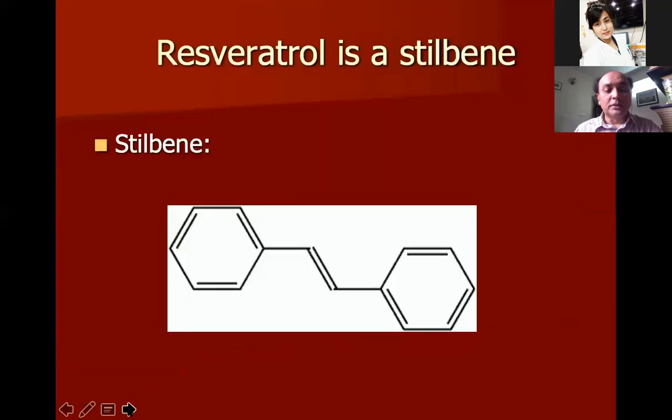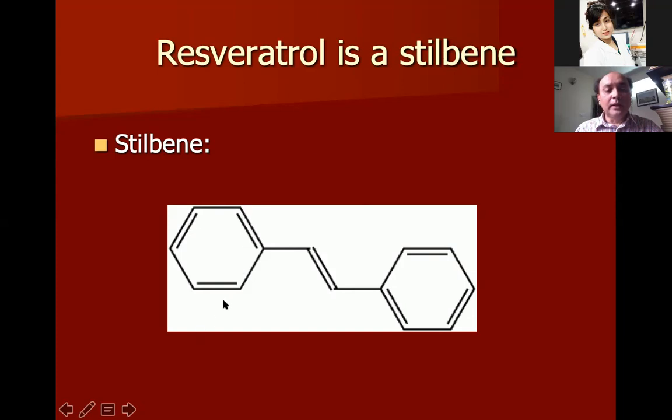So this is the structure of stilbene, C6, C2, C6, that is one benzene ring, then C2, and here C6. This is the skeleton of stilbene. If you are asked to write the skeleton of stilbene, you should do it. And if you are asked the skeleton of flavonoid, in the case of flavonoid it is C6, C3, and then C6. So stilbene and flavonoids are structurally related.